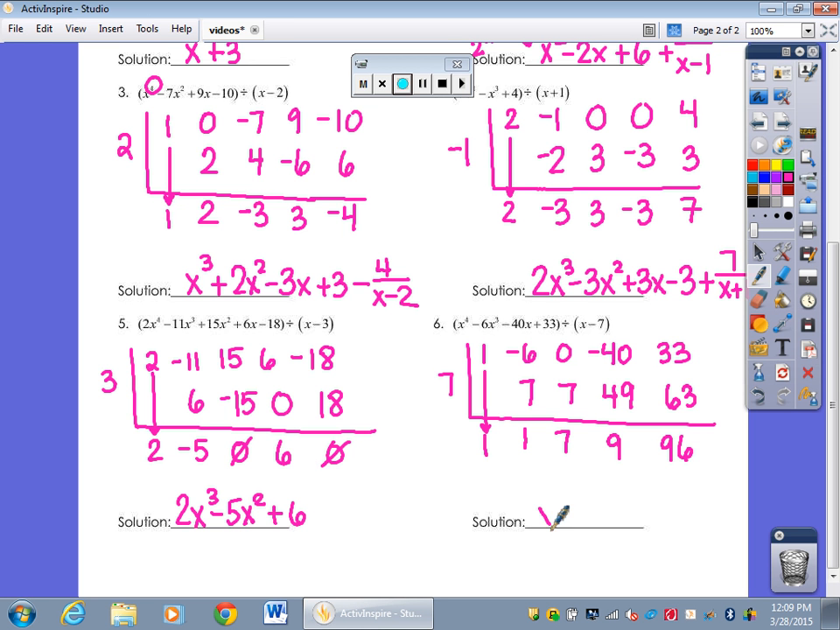So 1 degree less, we have x to the 3rd, and the 1 should be in front of that. Then we have 1x squared. Then we have 7x. Then we have plus 9. And then we have our remainder at 96, which goes over the original denominator.